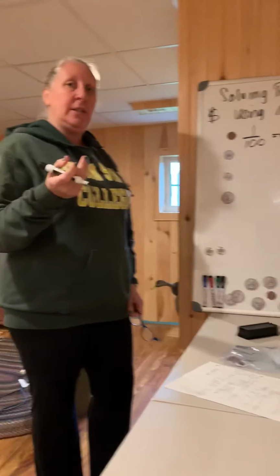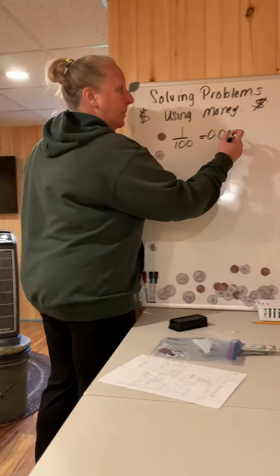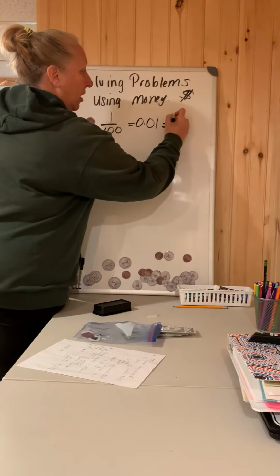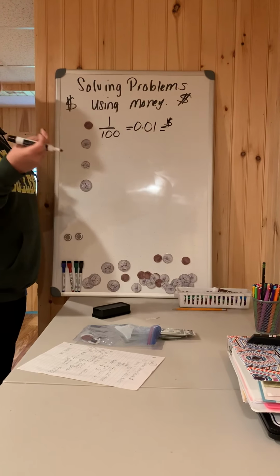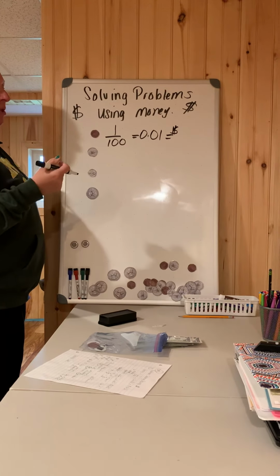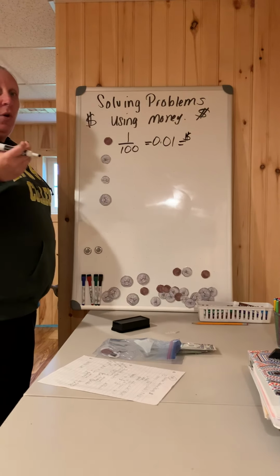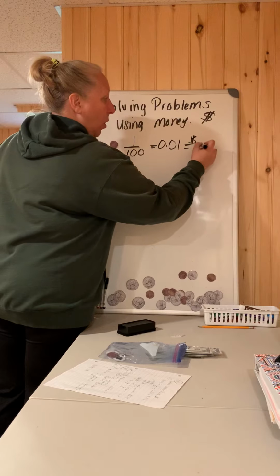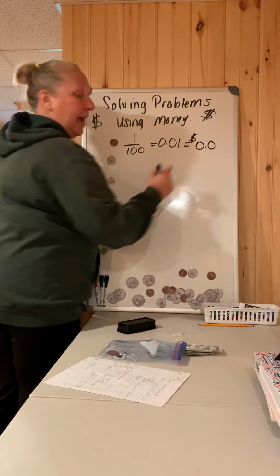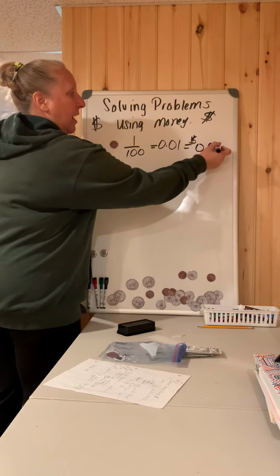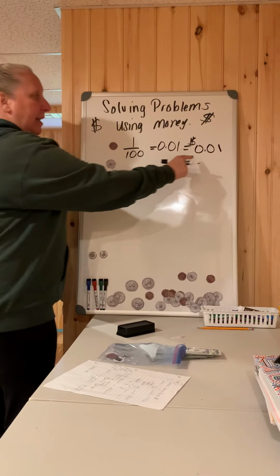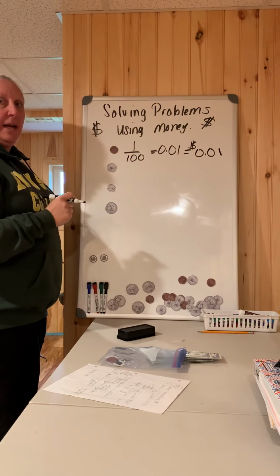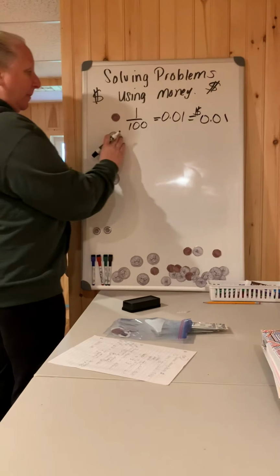So how does it look different if we're talking about money? Well, I add my dollar sign, that's my label for money all the time. And since I'm only talking about 1/100th or 1 penny or 1 cent, I have no whole dollars, I have no tenths, and I have 1/100th. That's 1 cent. So that's how you write 1 penny.